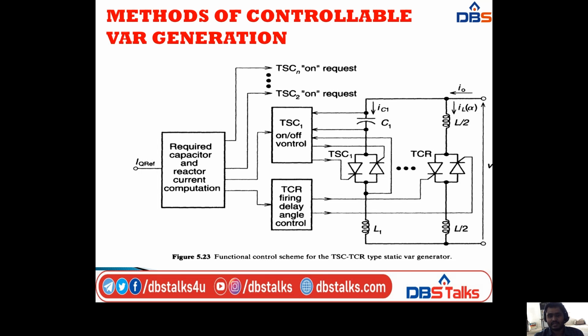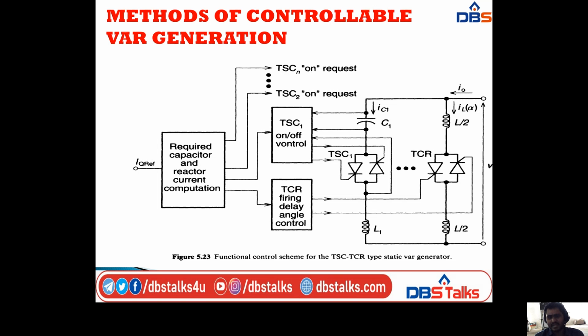Here, if you observe, we have TSC1 on off control, and next we have the TSC2 on request, and similarly the TSC2 off request, then the TSC3 on request and TSC3 off request, and so on, up to TSCN on request. Like that we have the control strategies for these capacitors, since we are using n number of capacitor banks.